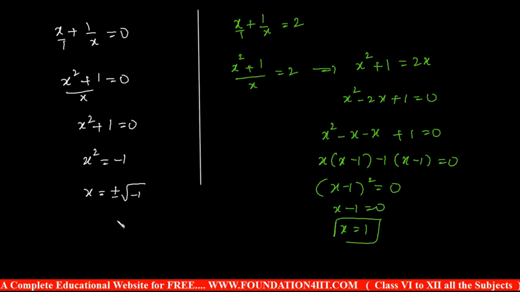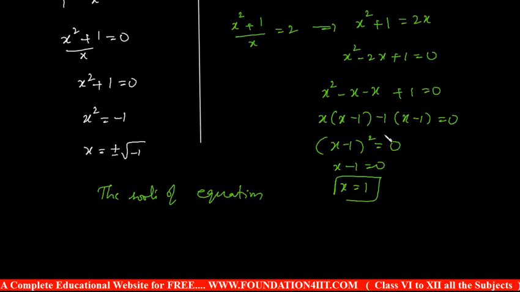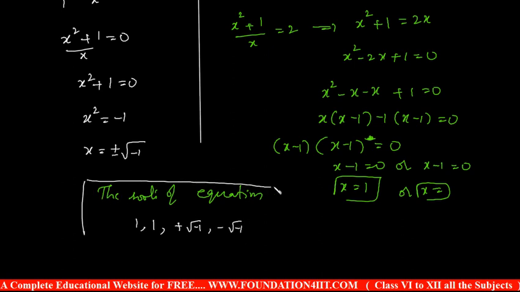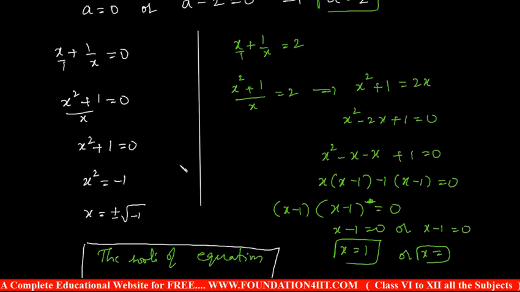So therefore the roots of the equation: here we got 1 two times. x - 1 = 0, and one more x - 1 = 0, right? So from this, the roots are 1, 1, and plus square root of -1 and minus square root of -1. These are the roots of this equation. The degree of this equation is 4, right? So we got the 4 roots.